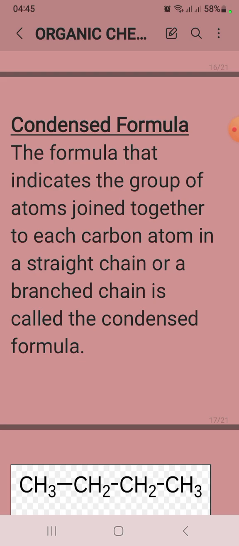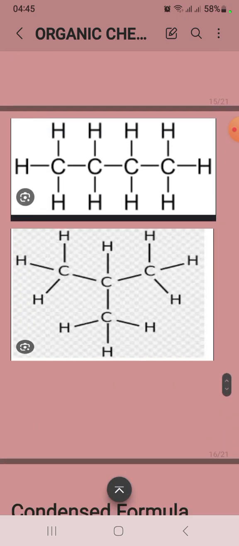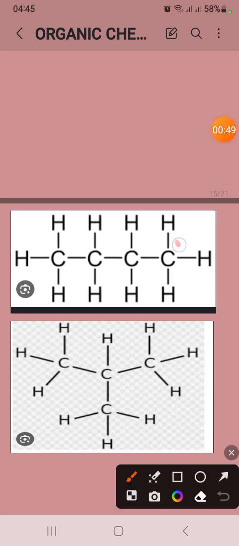This squeezed formula will indicate only the groups of atoms that are joined to each carbon atom in a straight chain or a branched chain. For example, we have studied the structural formula of N-butane. In this N-butane, the first carbon atom is joined with 3 hydrogen atoms. So instead of writing these 3 hydrogen atoms separately, if I write CH3, then it becomes a condensed formula.